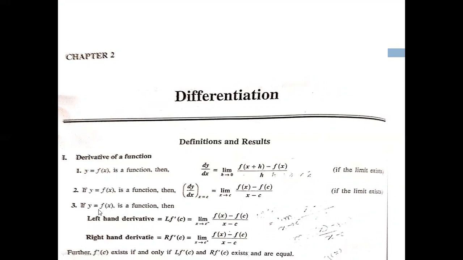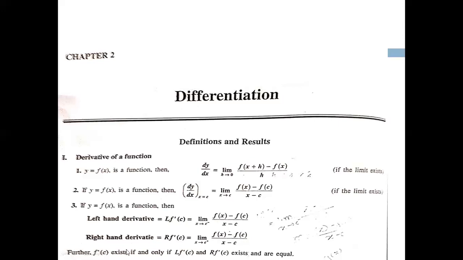Suppose the given function is y is equal to f of x, then the left hand derivative of the function is denoted by Lf dash c, that is equal to limit x tends to c minus, f of x minus f of c whole divided by x minus c. And the right hand derivative of the function, Rf dash c, is equal to limit x tends to c plus, f of x minus f of c whole divided by x minus c.